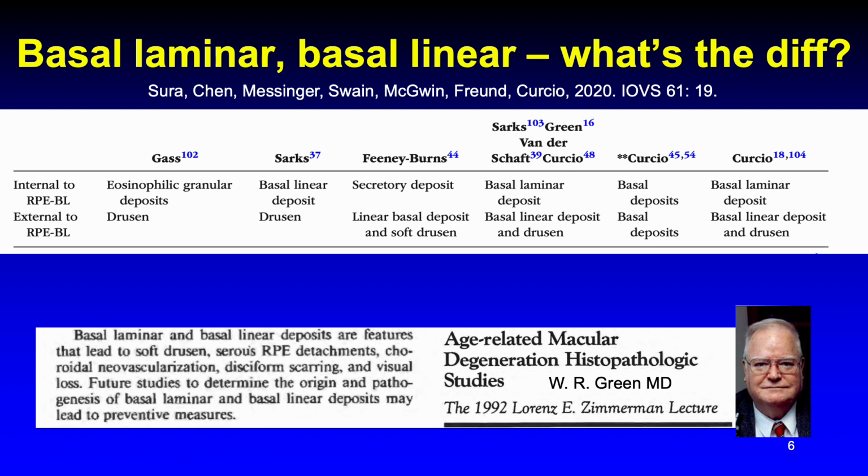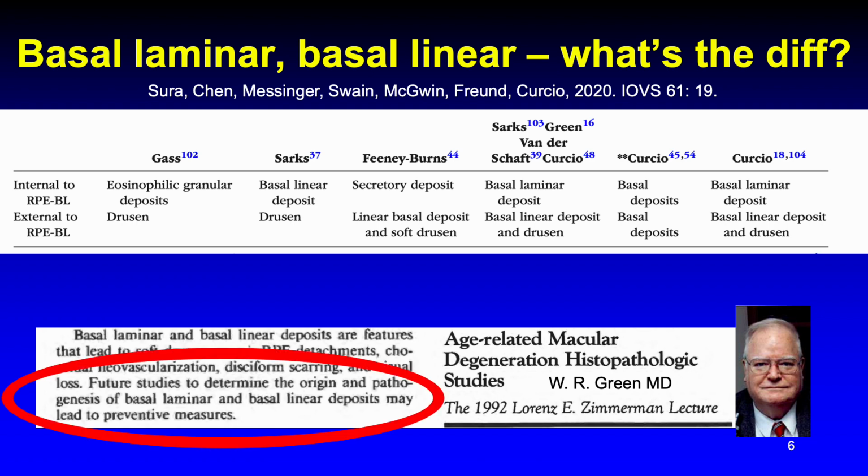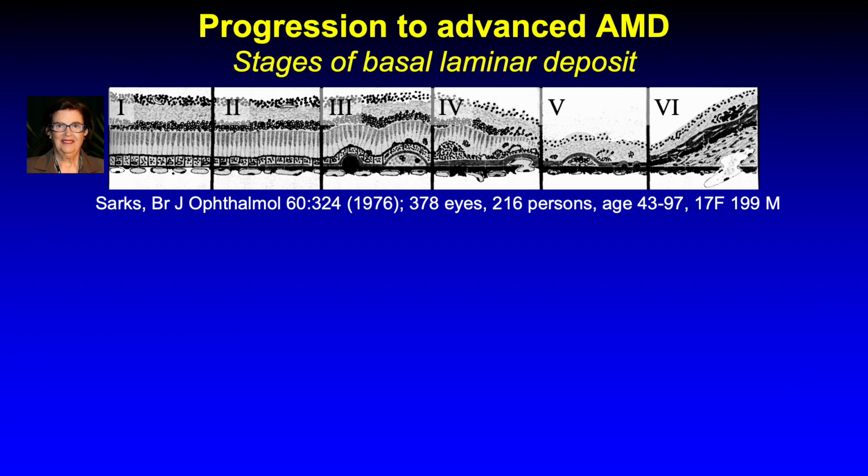W.R. Green, the pathologist, emphasized the importance of understanding that these 2 deposits, basal laminar and basal linear, for prevention of AMD. Shirley Sarks described 6 stages of AMD based on BLamD abundance, starting with aging on the left and ending with fibrovascular scars due to neovascularization on the right.